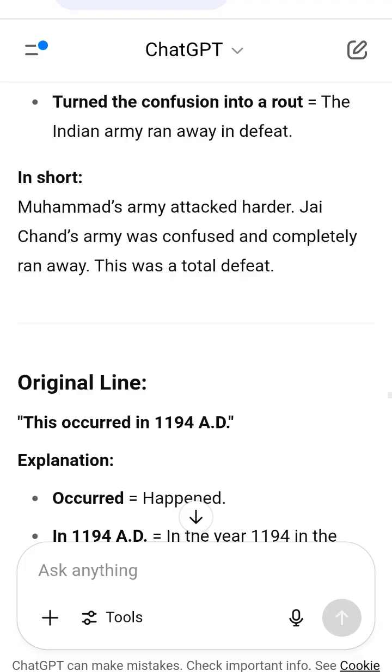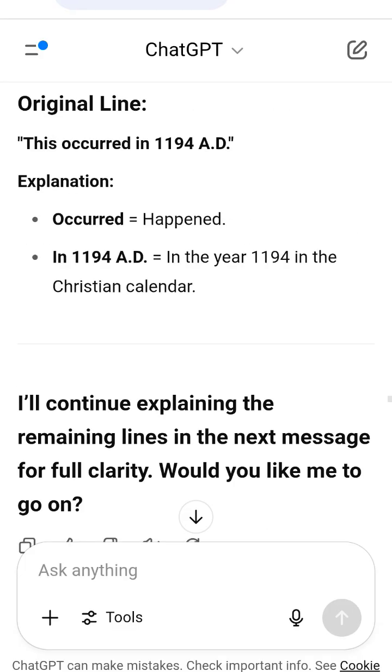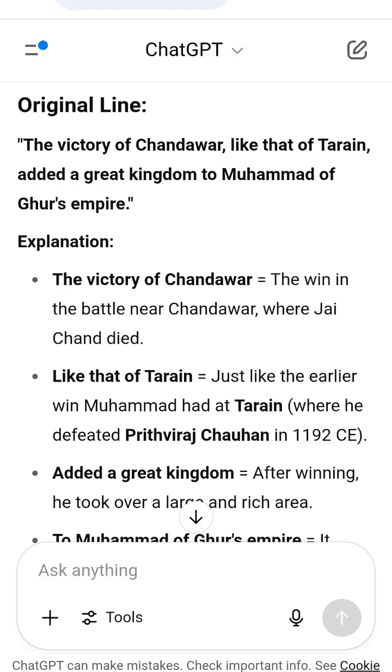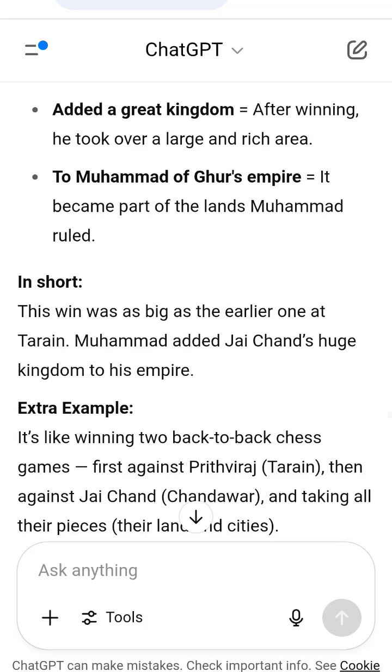But during the fight, a fatal arrow hit Jai Chand in the eye and killed him. His death caused panic and confusion in his army. Muhammad of Ghur used this confusion to rally his own troops and turn the fight into a complete victory. This battle was a huge turning point, like the earlier victory at Tarain.